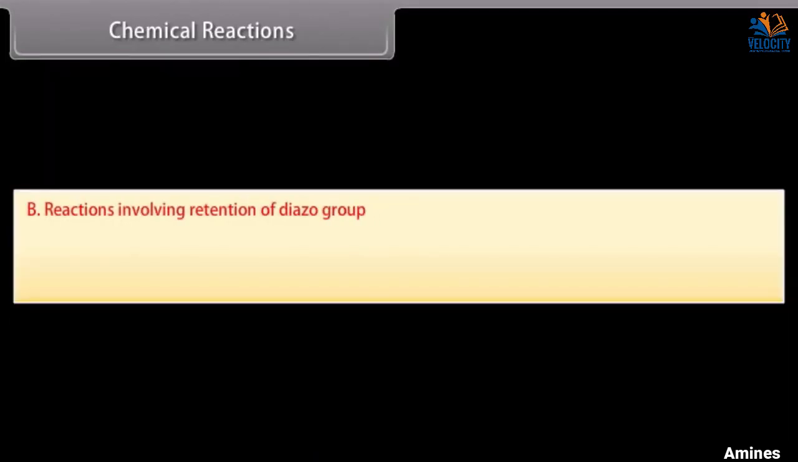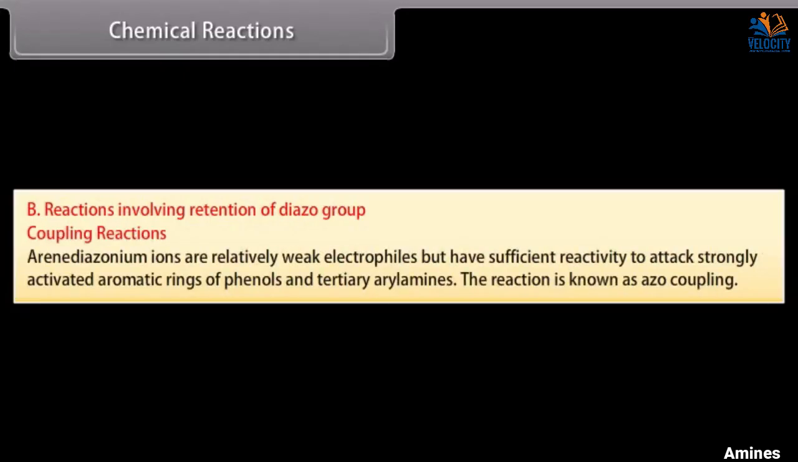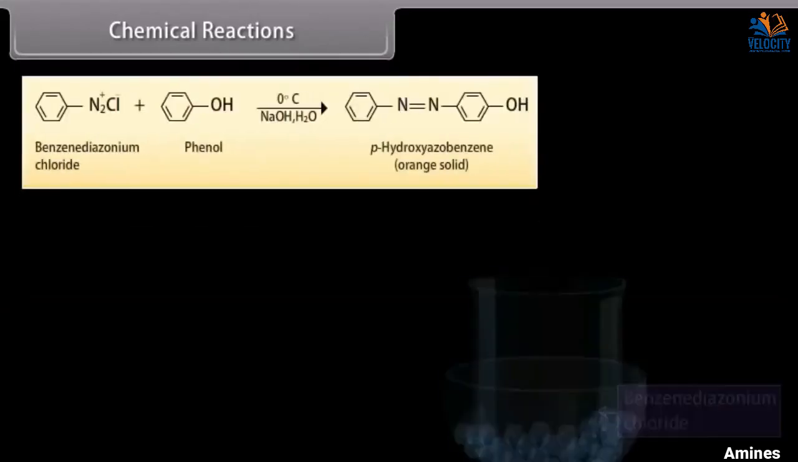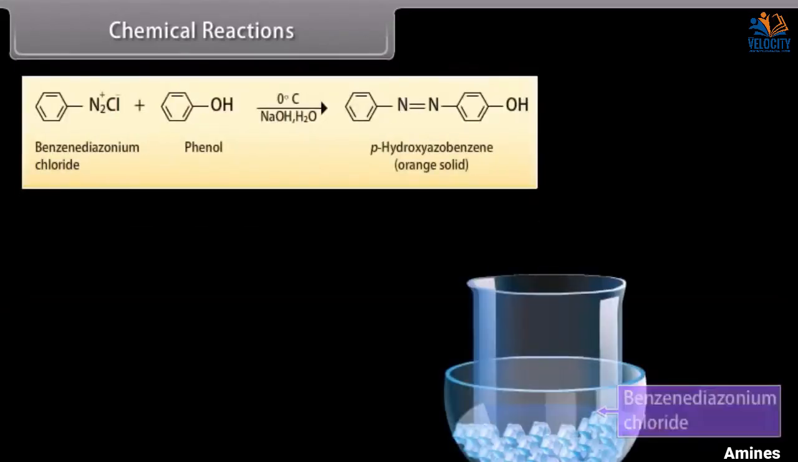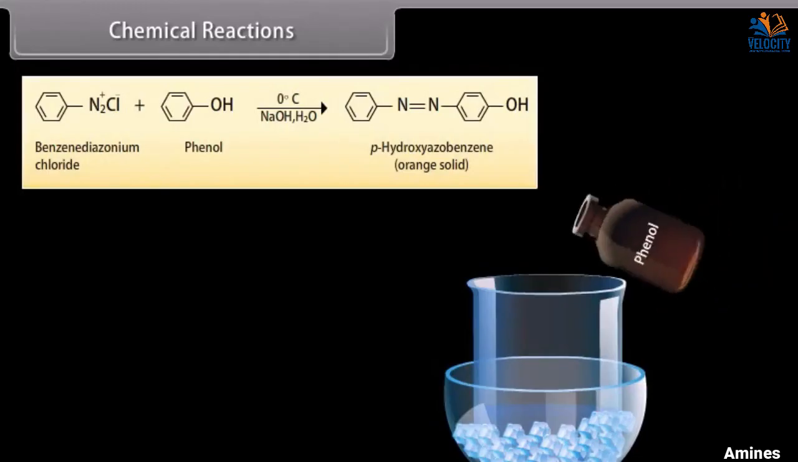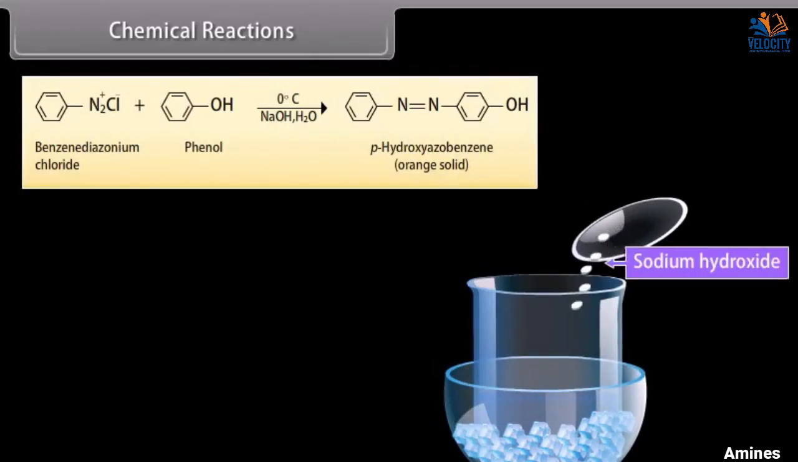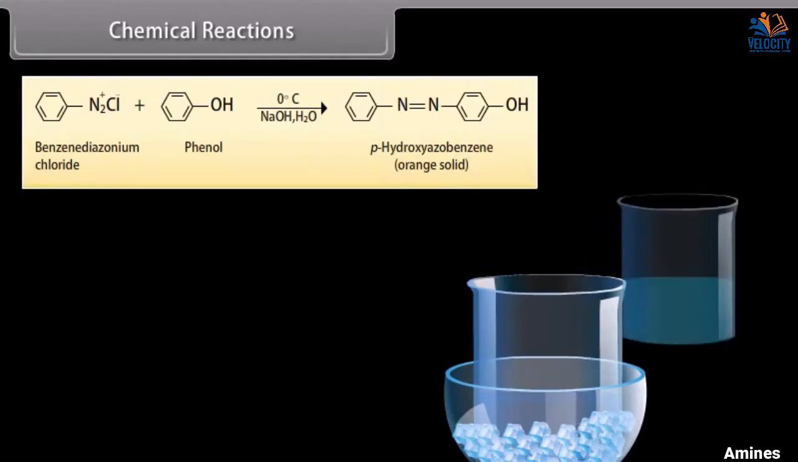Reactions involving retention of diazo group. Coupling reactions. Arene diazonium ions are relatively weak electrophiles but have sufficient reactivity to attack strongly activated aromatic rings of phenols and tertiary aryl amines. The reaction is known as azo-coupling. Benzene diazonium chloride reacts with phenol in the presence of sodium hydroxide and water at 0 degrees Celsius, producing para-hydroxyazobenzene.